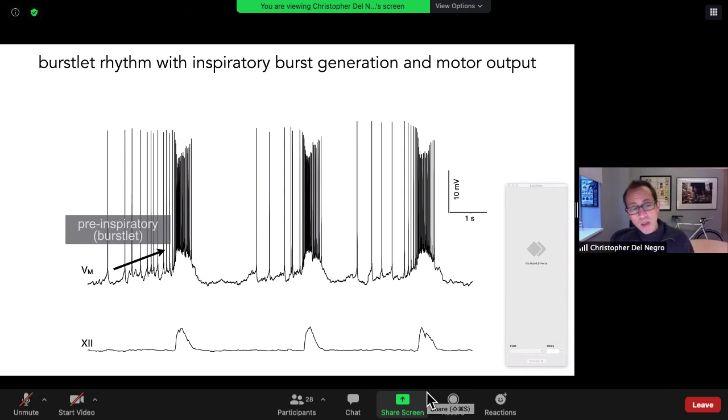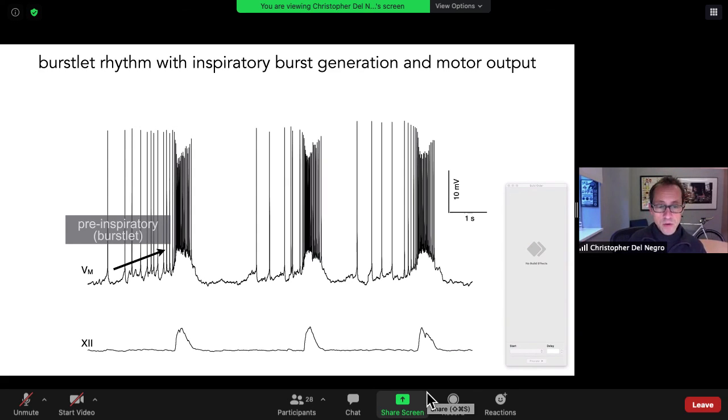So the first part of the cycle here is what I just described to you as pre-inspiratory activity. Now, because it reaches threshold and generates a burst, it is pre-inspiratory activity. But I put burstlet in parentheses because our understanding is that the underlying mechanism is a burstlet.